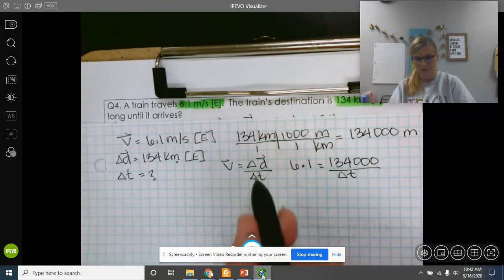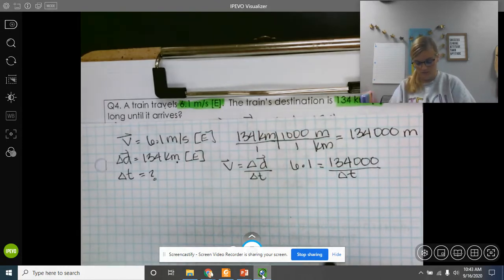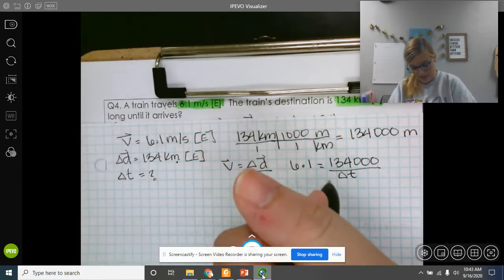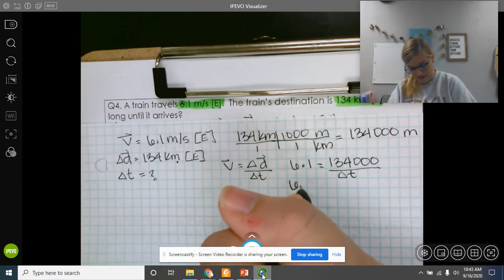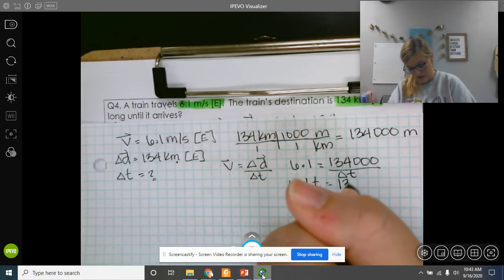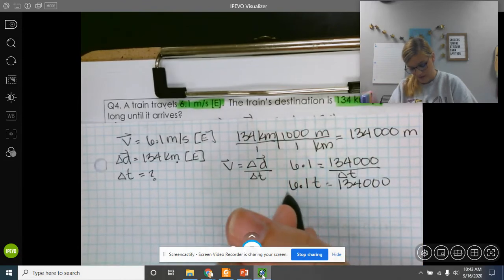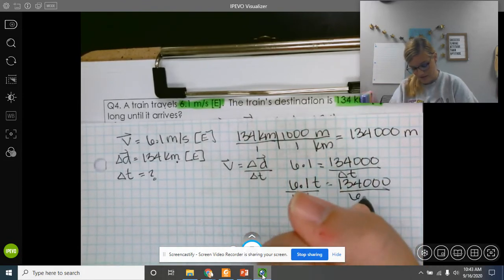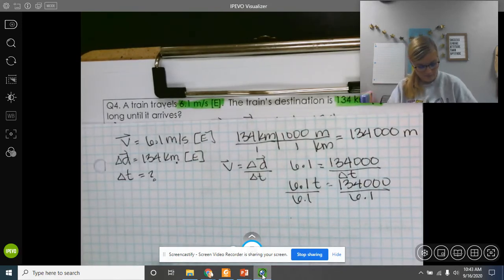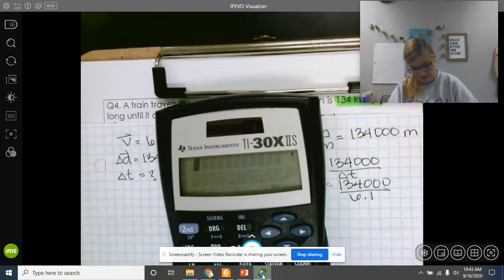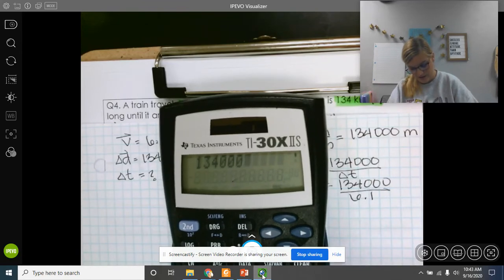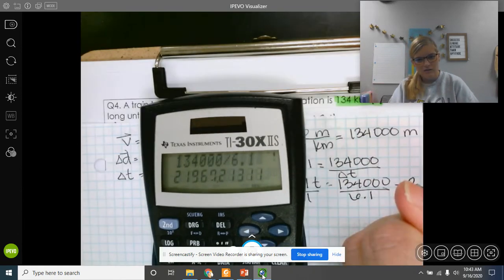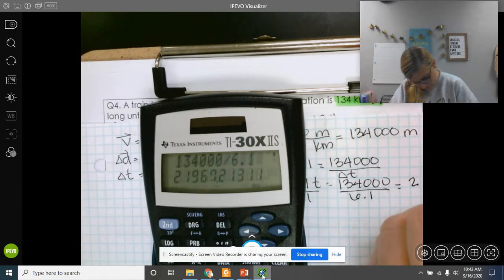If you wanted to, once you've written this original equation, you don't have to write the deltas anymore. I'm totally okay with that. So then I would multiply my delta T over, 6.1 T is 134,000. So I divide by my 6.1, divide by 6.1. So I have 134,000 divided by 6.1, and I get 21,967.2. And it looks like a really big number, but remember it's in seconds.